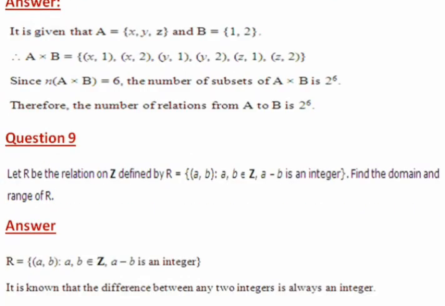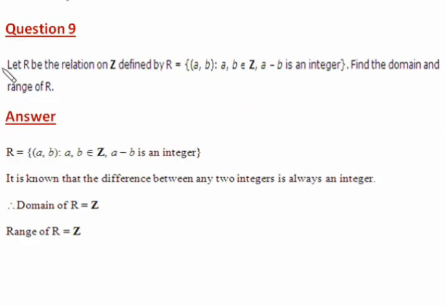Now come to the next question, that is question number 9. Let R be the relation on Z defined by R is equal to {(a, b): a, b belong to Z, a minus b is an integer}. Student, find the domain and range. We know that the difference between any two integers is always an integer. That's why our domain is the integers and our range is also the integers. In this way we find the domain, range and codomain of a relation.